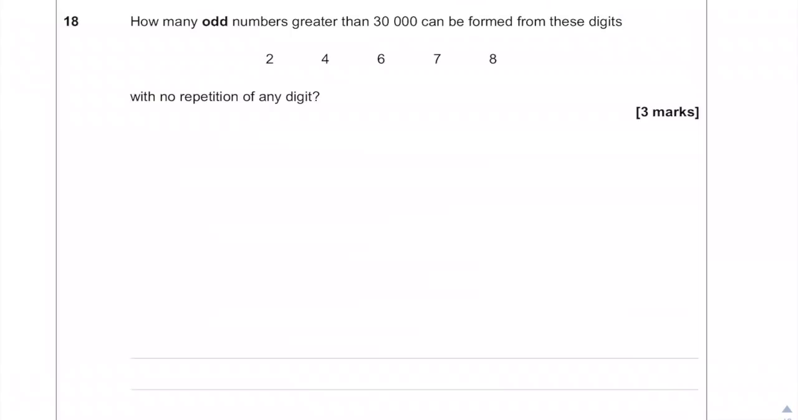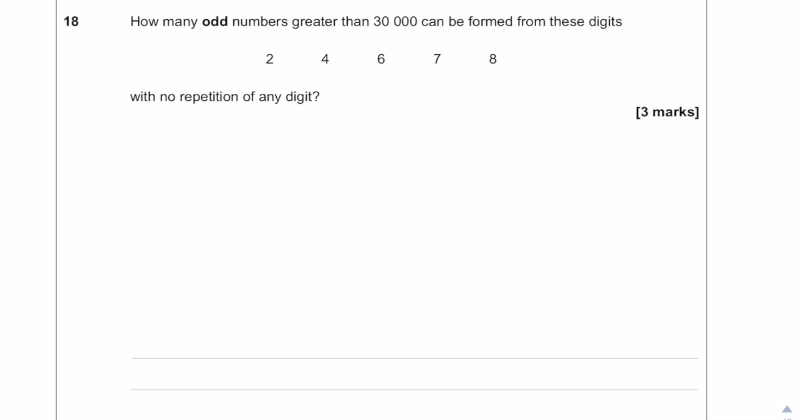Question 18, how many odd numbers greater than 30,000 can be formed from these digits 2, 4, 6, 7, 8 with no repetition of any digit? Okay, so for this we have to use something called the product rule for counting. Now, what we basically do here is we try and think of all the possible numbers we could come across, and then we work out how many different combinations of each of those numbers we can produce.